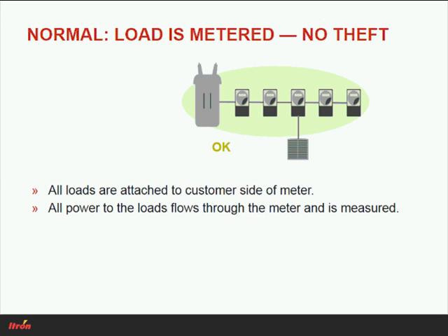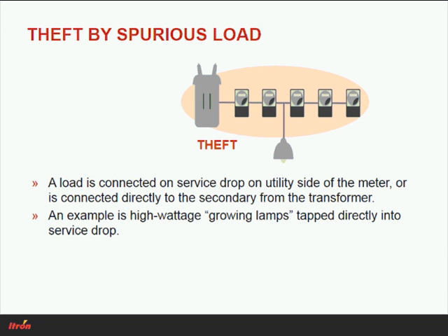So before we go any further, let's find out what kind of thefts we have. So the normal case is the transformer and its meters and the loads are attached to the meters and everything's fine, no problem. One type of theft is a load that is put on the utility side of the meter, or occasionally even on the secondary. An example here is a growing lamp, and I won't mention what is being grown, that may be tapped directly into the service drop. If you do that, you use power, but the meter doesn't record it.